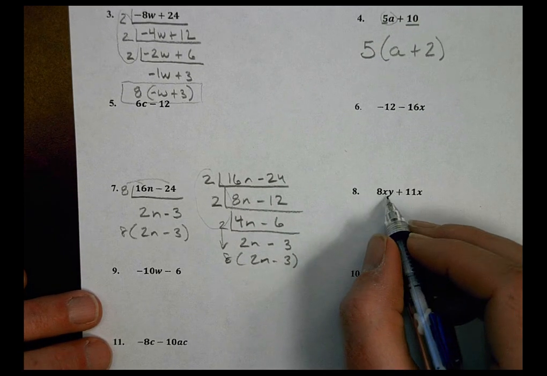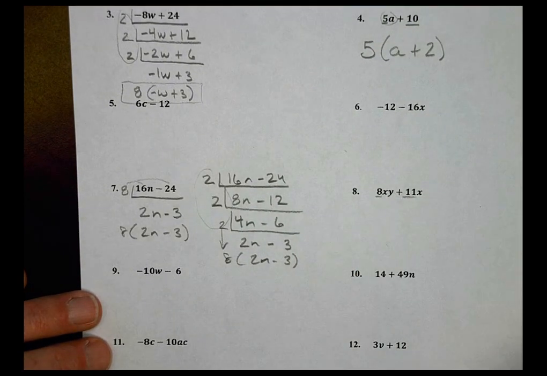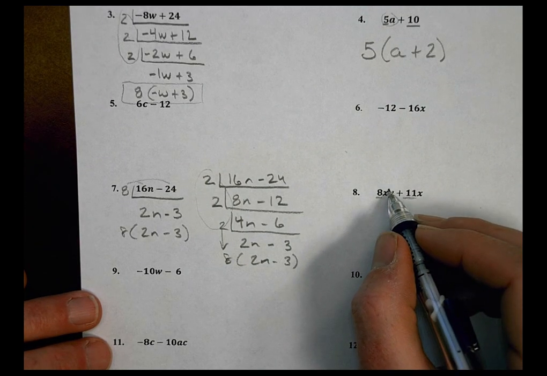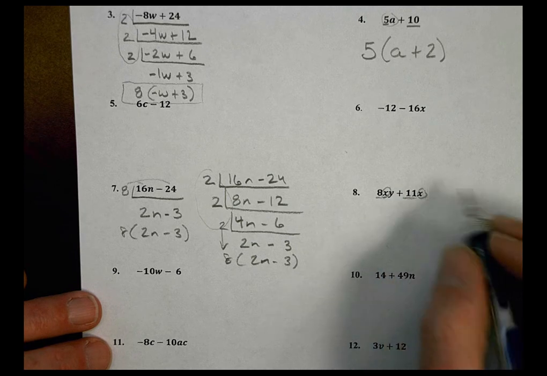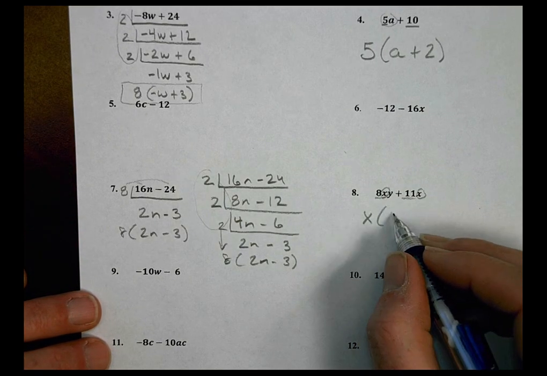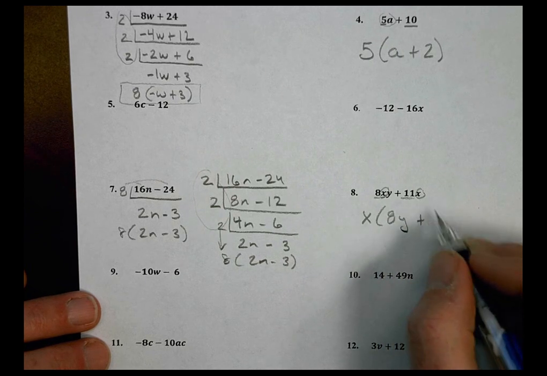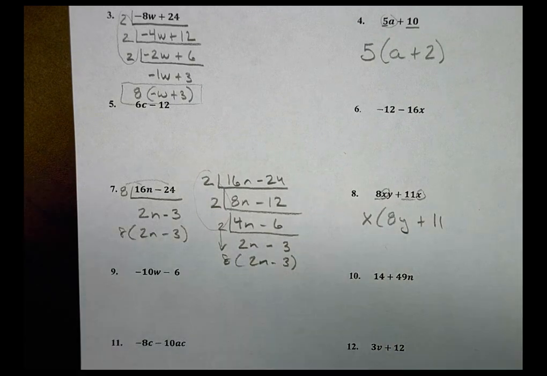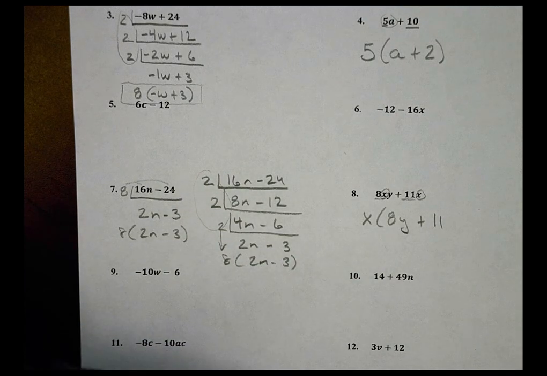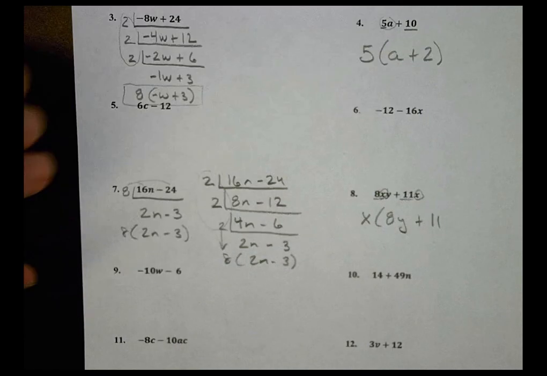In number 8, we notice that we have an 8 and an 11, and I don't know any factor for 8 and 11. So I'm not going to take a number out, but I can certainly take an x out of both of them. So we'll take an x out of one side, and what's left is 8y, and what's left over here is 11. So I have x times 8y minus 11, like that. Alright, there, I think we're good.